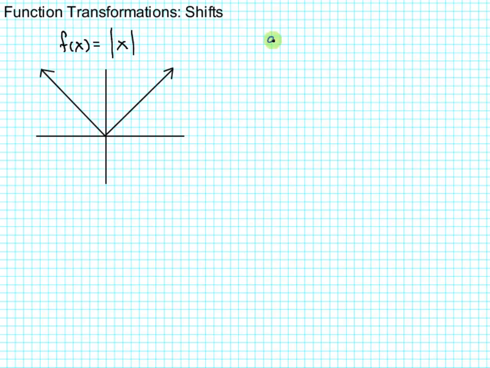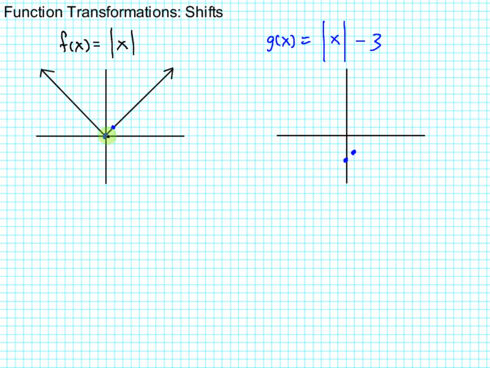I want to look at what happens to this. For example, if I take the absolute value of x and now let's say I subtract 3 from it, and notice I'm subtracting 3 outside of the function absolute value. Okay? Then what happens is, over here if x is 1, y is 1. Over here if x is 1, y is negative 2. So instead of being at 1, 1 like it is here, it's at 1, negative 2. Over here if x is 0, y is 0. Over here if x is 0, y is negative 3.